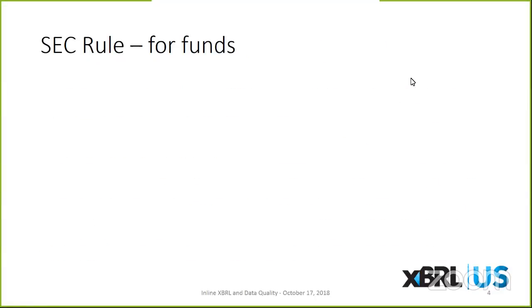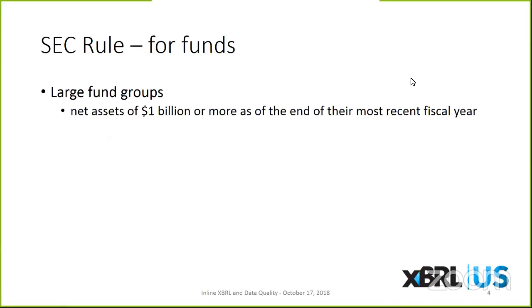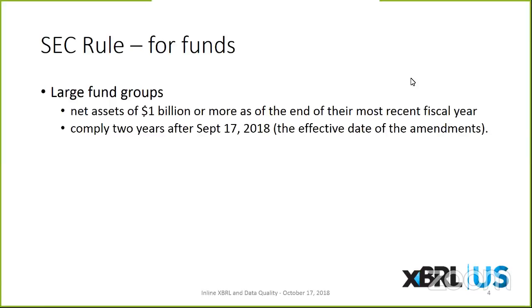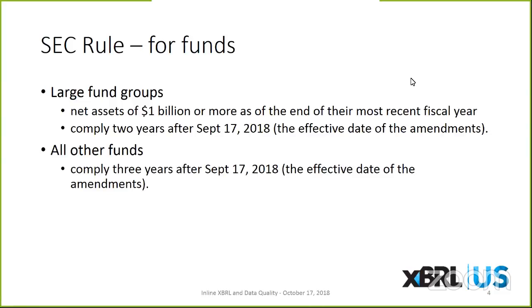So that was for operating companies. There's also the Inline XBRL SEC rule for fund reporting, and that's broken into two groups. The first group is the large fund groups, and that is defined as net assets of $1 billion or more as of the end of their most recent fiscal year. And for those filers, they must comply with Inline XBRL 2 years after September 17th of 2018. And why that date? It sounds kind of strange, but that was the effective date of the amendments. And the rule said after that effective date, 2 years, and therefore it's 2 years after September 17th of 2018. This second group for funds is all other funds. They will have to comply with Inline XBRL 3 years after September 17th of 2018.